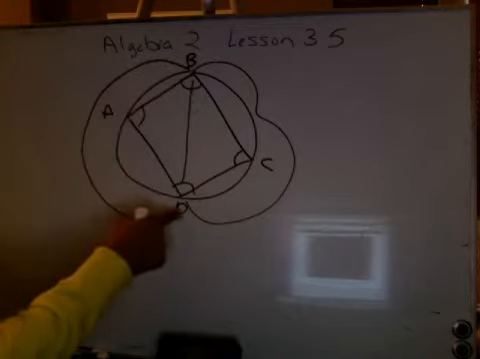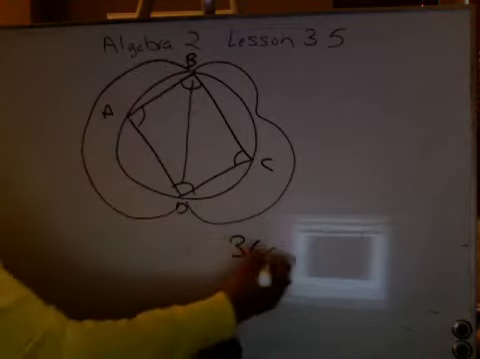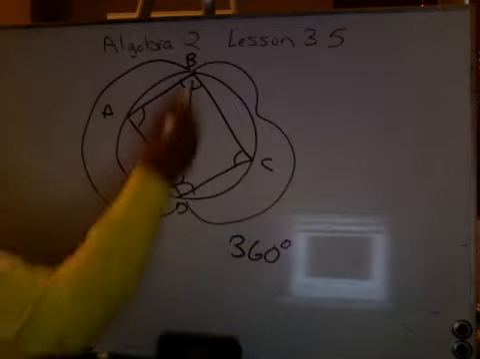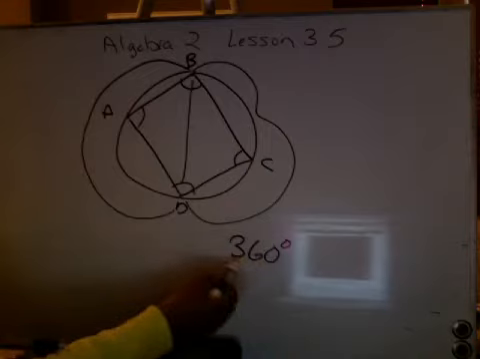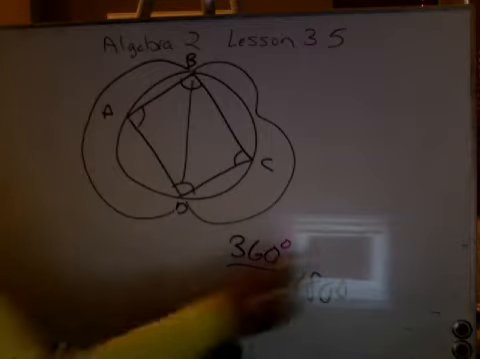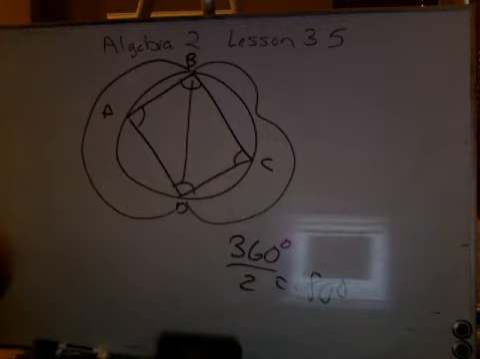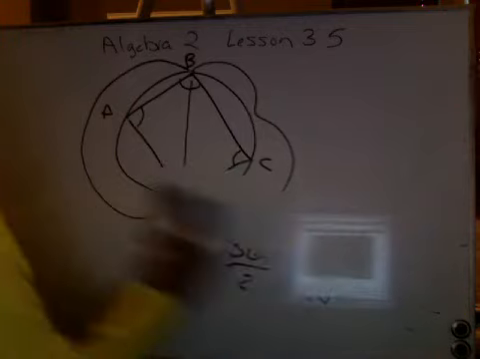And we said together they go all the way around, it's 360 degrees, but they're each half. So half of that is 180 degrees. So therefore this sum plus this sum has to equal 180 degrees. So let's look at some examples.